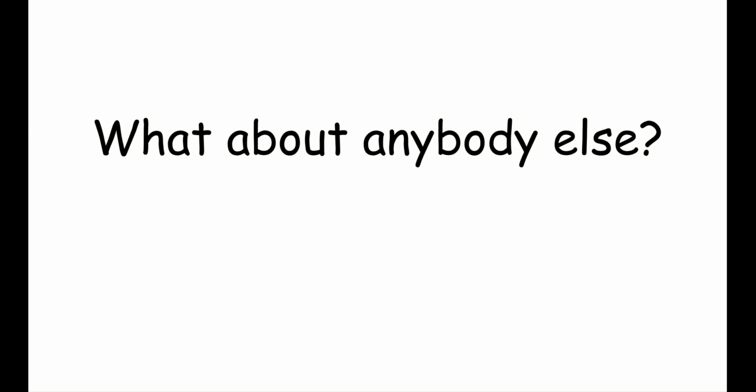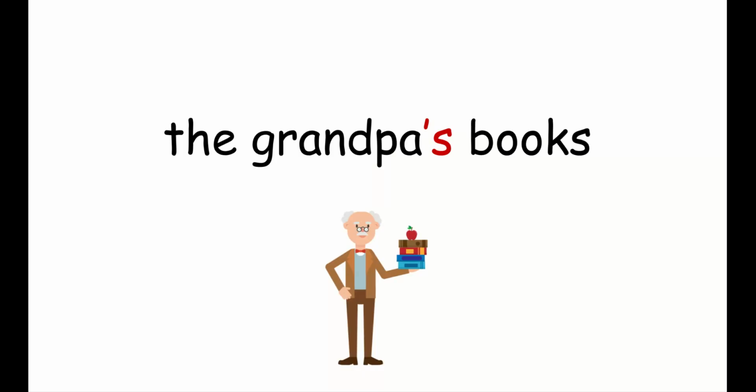So if you want to do this, you're going to use in English an apostrophe S or an S apostrophe, or you can use the word of. There's two ways in English. So, for example, using the apostrophe S in English, you can say the grandpa's books, and that means that the grandpa owns the books. The books belong to the grandpa.